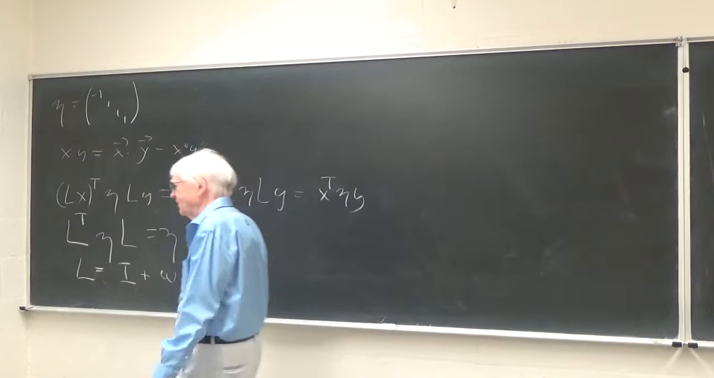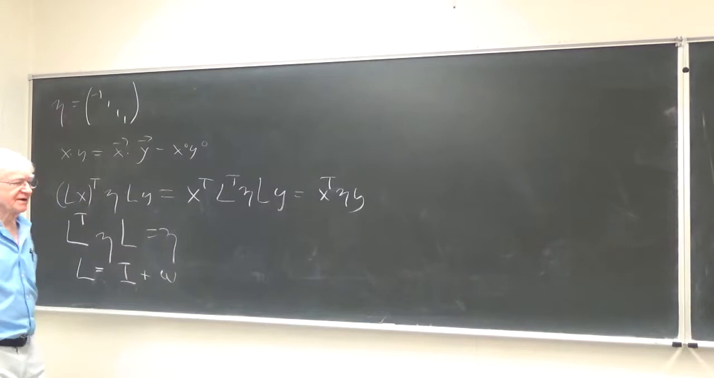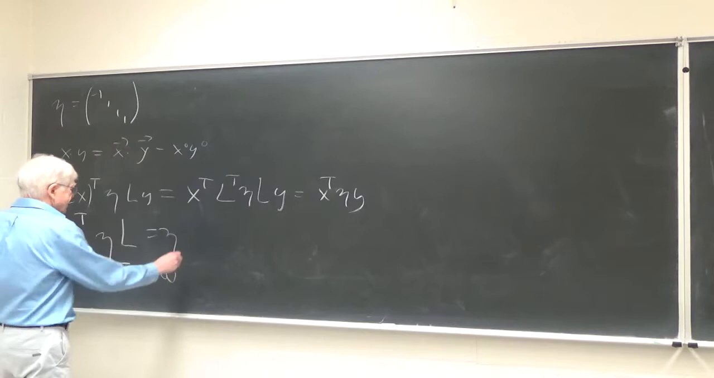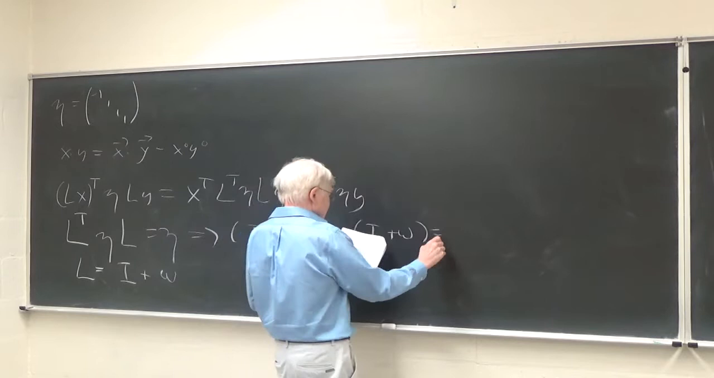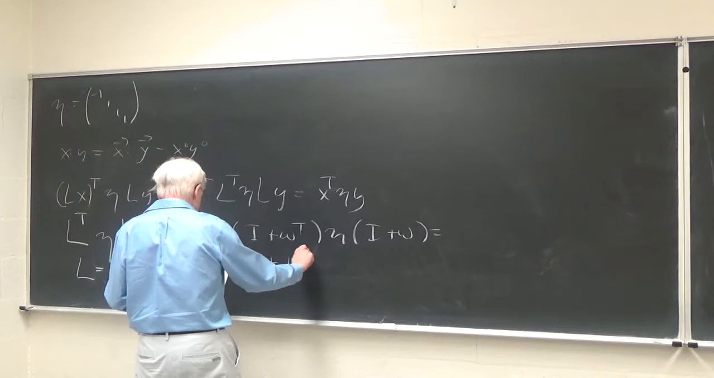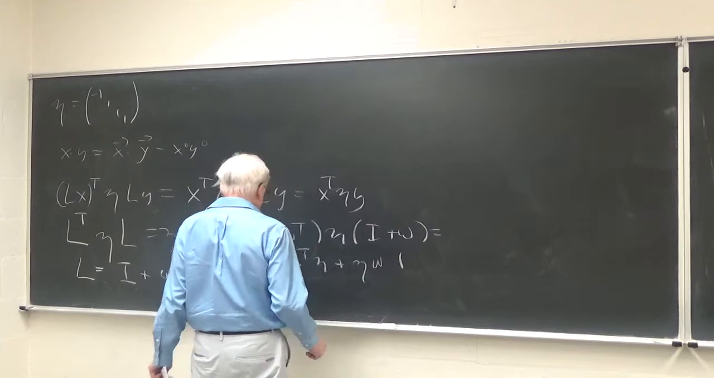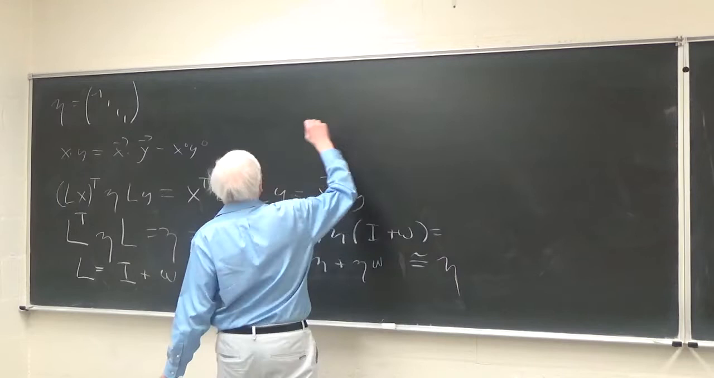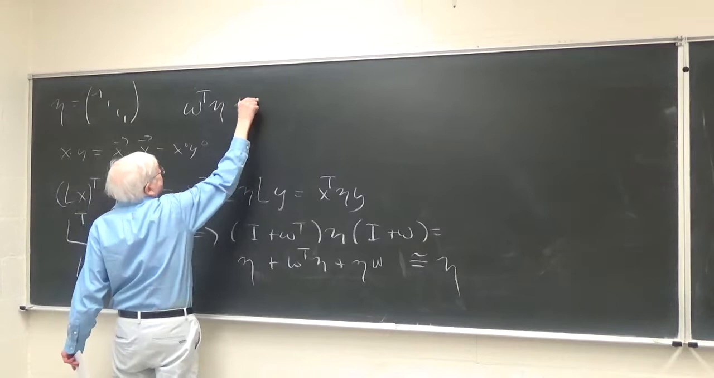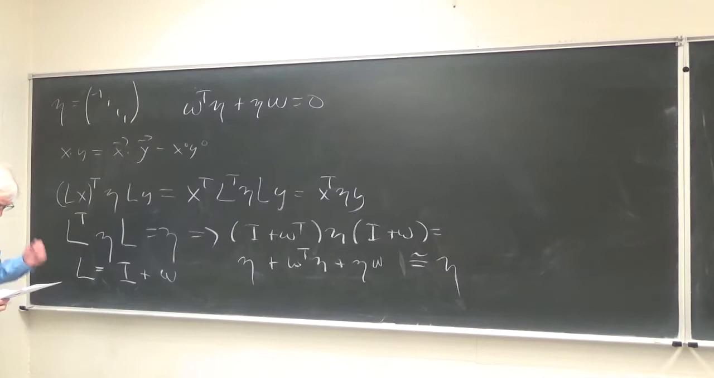Anyway, it's well done. So L is I plus omega. So this equation here is I plus omega transpose eta I plus omega, which of course is equal to eta plus omega transpose eta plus eta omega. And I'll just leave it at that because we want to keep terms only to first order in omega, and this has to equal eta, and so we have the rule that omega transpose eta plus eta omega is zero. So that's what defines the infinitesimal parameters omega.